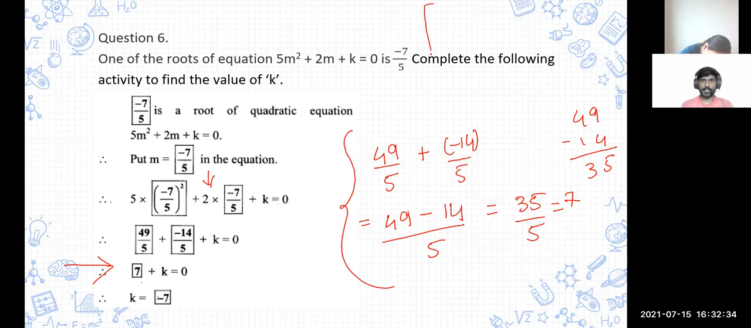I'll still write it here. If you want, you can do it. So 5 into 49 upon 25. So 5 ones are 5, 5 fives are... That is how you get 49 upon 5.